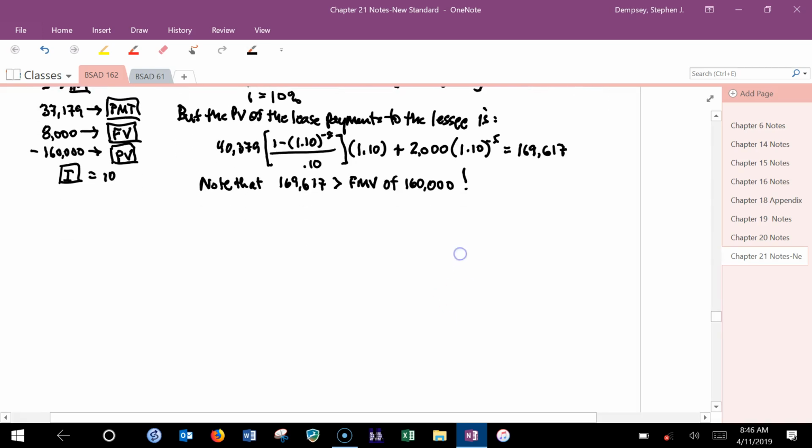So on 1/1 of X1, we'll make a compound entry to record our asset. Let's just go ahead and debit the asset account. Credit, we know the liability is 169,617.